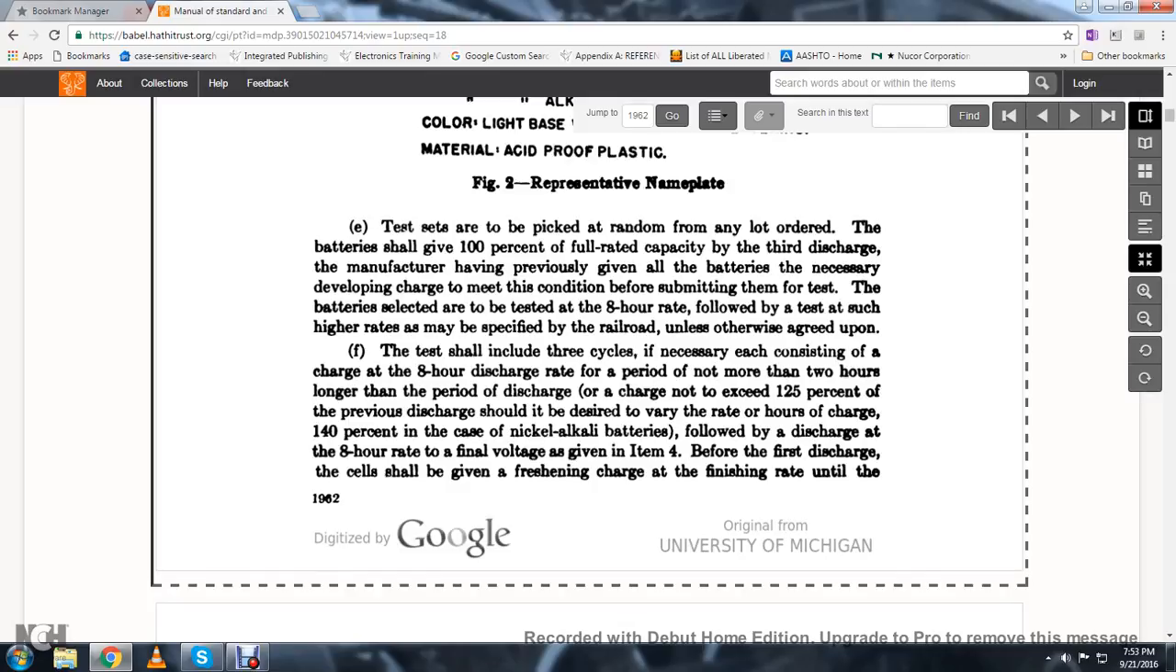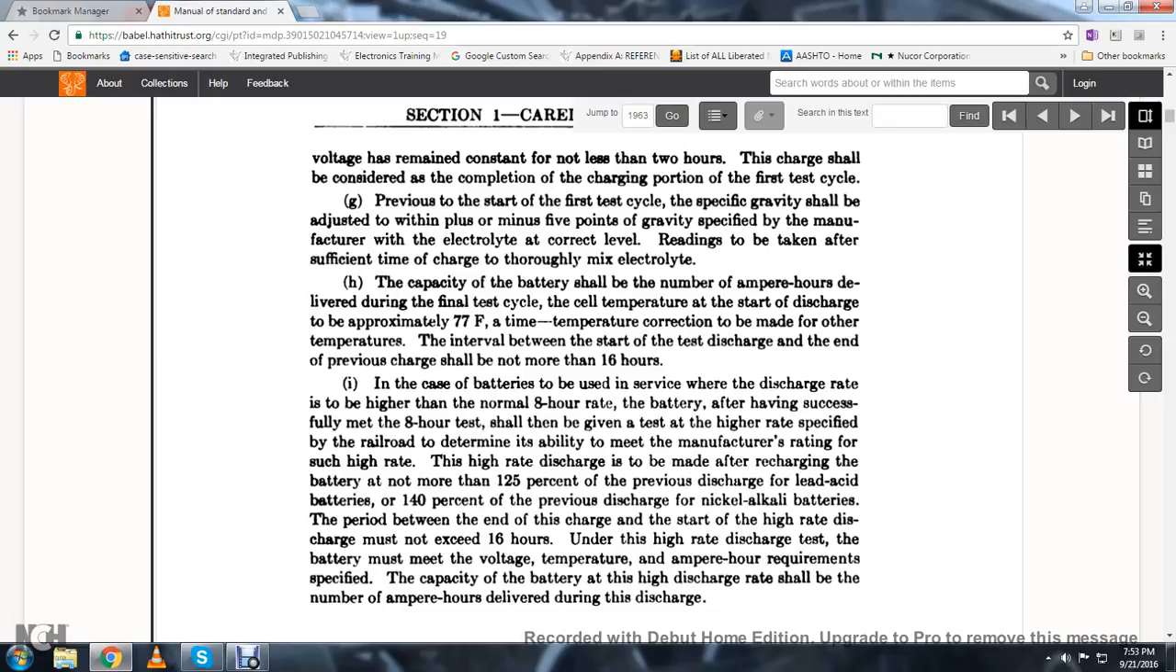The test shall indicate three cycles, each consisting of a charge followed by the 8-hour discharge, for a period of not more than 2 hours longer than the period of the discharge, or a charge not exceeding 125% of the previous discharge. The rate of the charge is 140% in the case of nickel alkaline batteries, followed by the discharge at the 8-hour rate to the final voltage as given in item 4. Before the first discharge, the cell should be given a freshening charge at the finishing rate until voltage has remained constant for not less than 2 hours. The charge shall be considered a completion charge portion of the first test cycle.